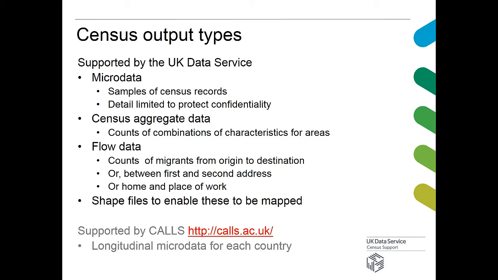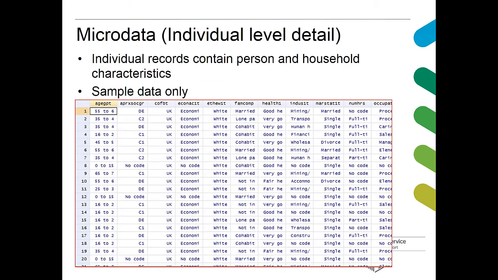the other data. So what we don't have in the service is longitudinal microdata, which is available through a sister service called Calls. And the URL is there on the screen. So microdata, just again a little bit more detail, this is individual level data, and that's very much like the sort of data you would get if you conducted the census yourself.